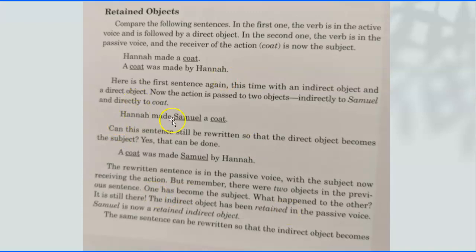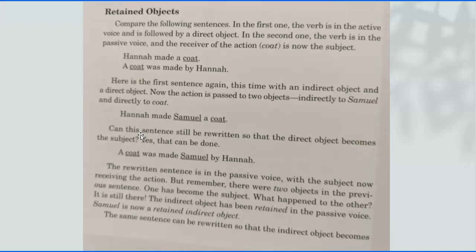Let's start over. Hannah made Samuel a coat. Now we have an indirect object in Samuel. But it asks us, can this sentence be rewritten so that the direct object becomes the subject? And yes, that can be done. Here is that sentence. A coat was made Samuel by Hannah. Now this is awkward wording, and I don't generally encourage people to write in such awkward wording. I would probably tell you not to try to do the retained object.